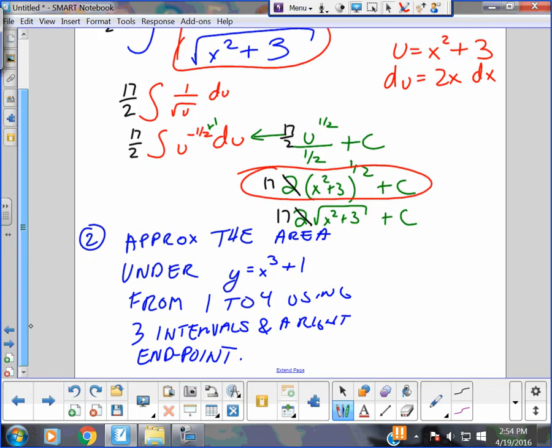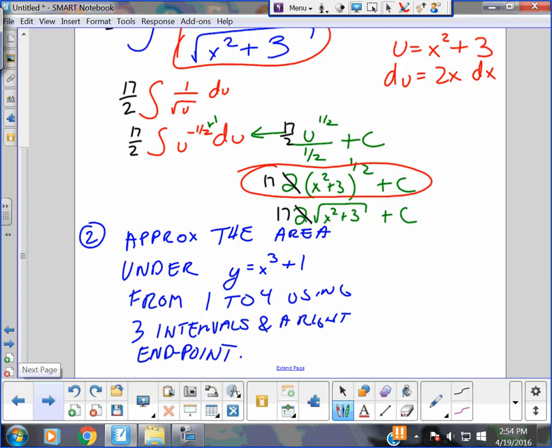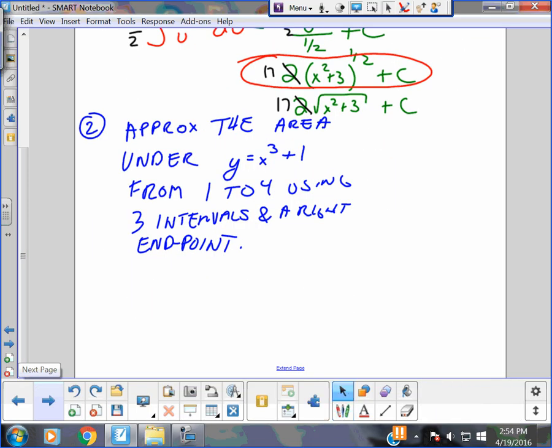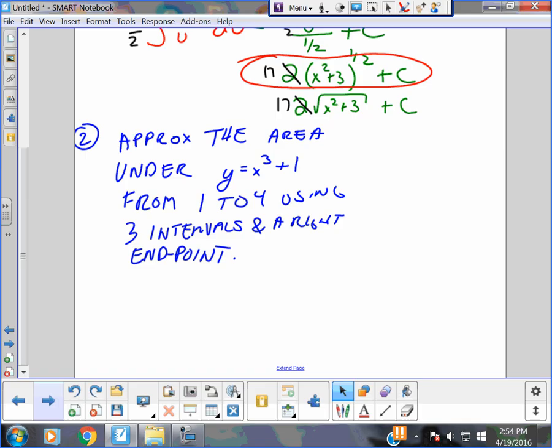All right, problem 2, another short answer, kind of unrelated, but a good one to talk about before the AP and midterms and finals that are coming up. Approximate the area under y equals x cubed plus 1 from 1 to 4 using 3 intervals and a right endpoint. Guys, this is a Riemann sum. I didn't call it a Riemann sum, but it is a Riemann sum. You don't have to have a graph. You absolutely positively don't. I'm going to do this by doing a table.